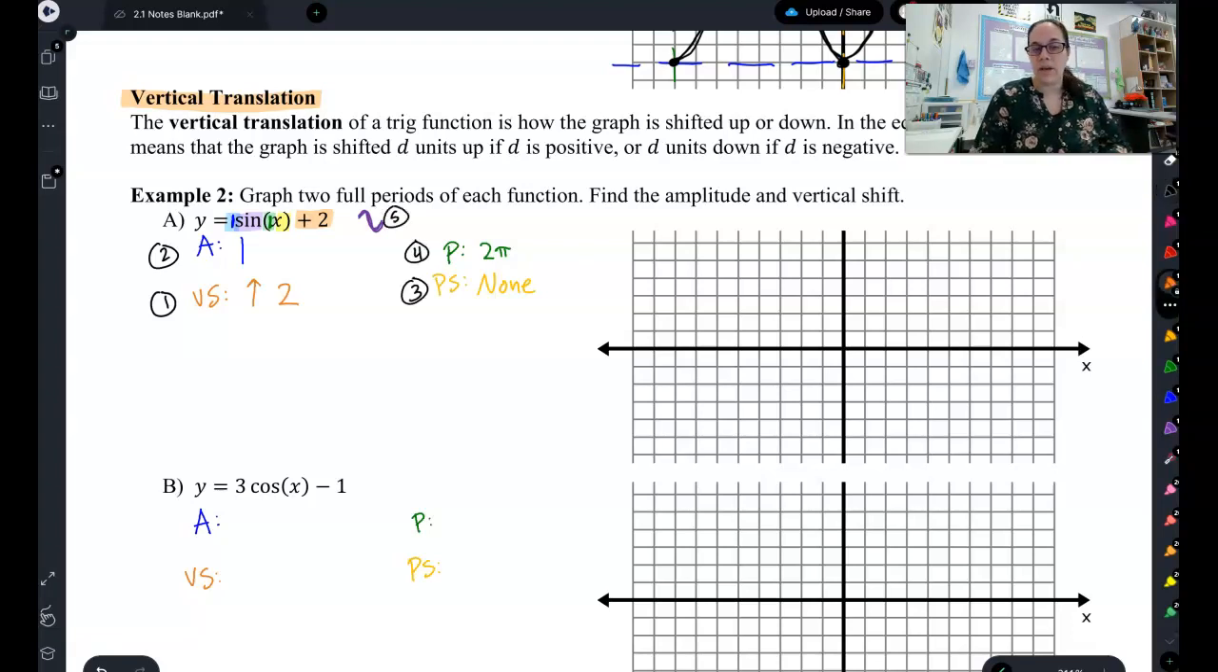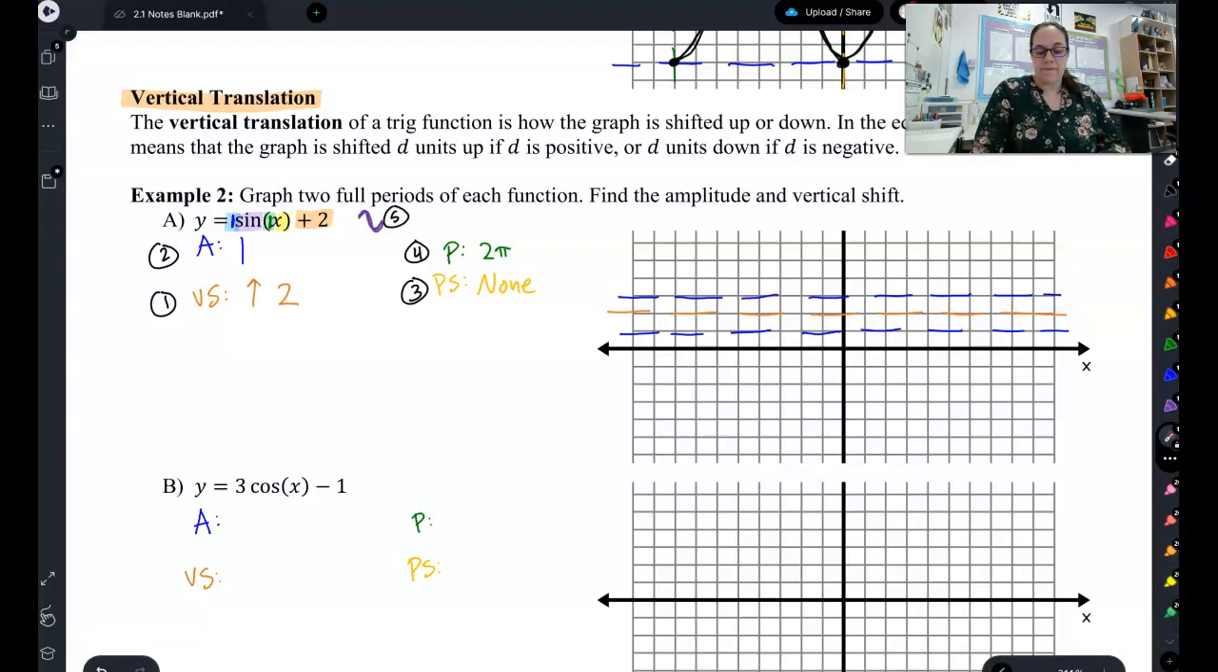Step 1 is our vertical shift. So instead of being on the x-axis this time, I'm going to move up 2 to be up here. There's my center line. Now my amplitude is still up 1, down 1. So I go up 1 to make my top boundary line, and down 1 to make my bottom boundary line. So this is a pretty skinny wave. It all has to fit in between those boundaries.